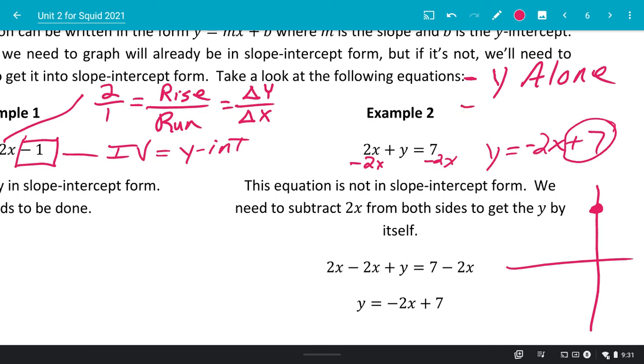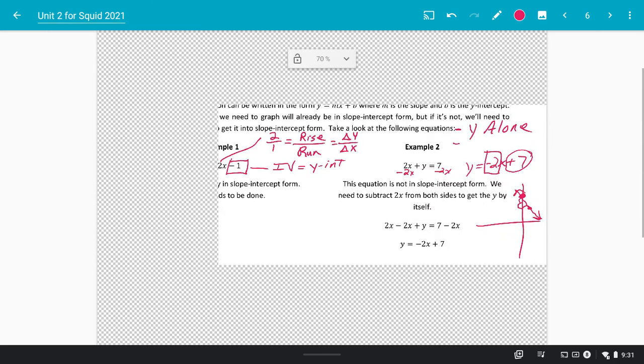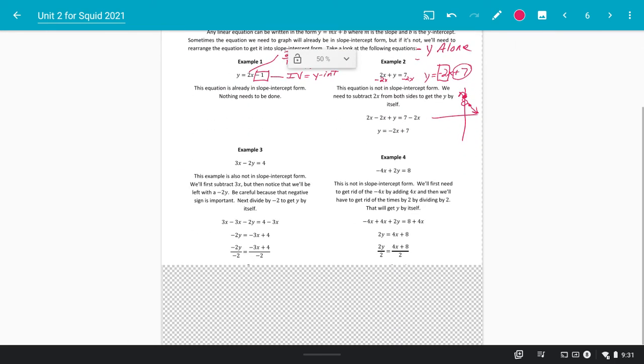Okay? We do that slope thing. In this case, we would go down 2 and over 1. This looking familiar? Now, there's a lot of examples there in the reading.